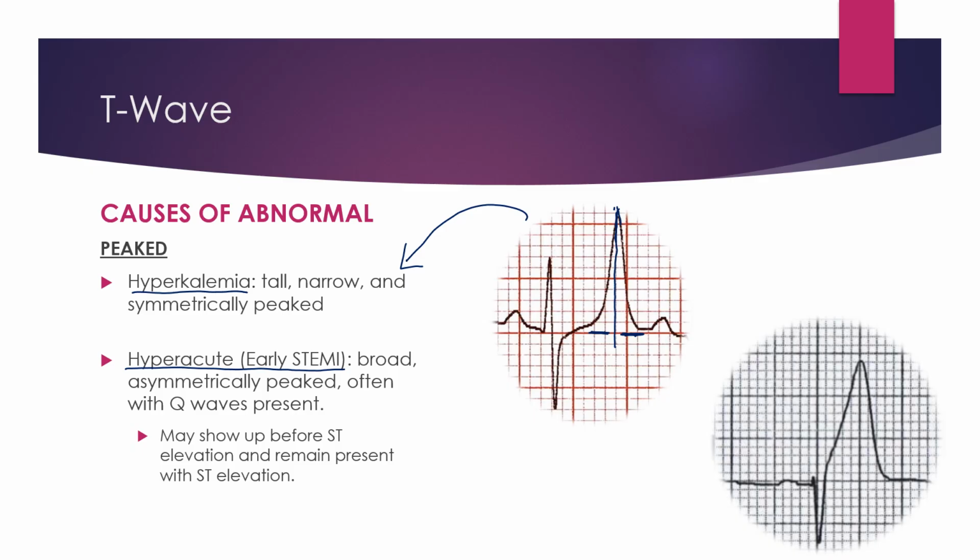The other, hyperacute T waves, are large, broad, asymmetrically peaked, may show up before ST elevation, and then remain present with ST elevation. So they're both tall, they're both peaked, but if I draw a line down the middle of this T wave, this is not symmetrical, right? You can see that. So this would be more like a hyperacute T wave that could be found before or with ST elevation.